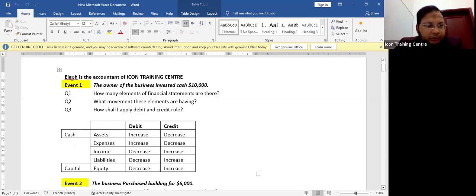Now this is the transaction. Okay. Elaf is the accountant of Icon Training Center. The owner of the business invested cash $10,000. So, which of the two elements will be affected? Cash, which is asset, and capital, which is equity, right? So, cash, asset, it is increasing.